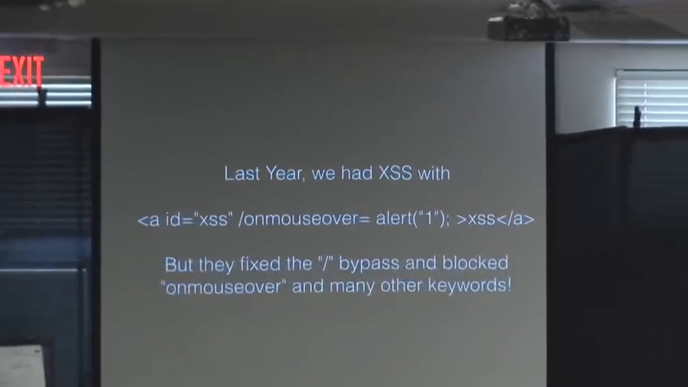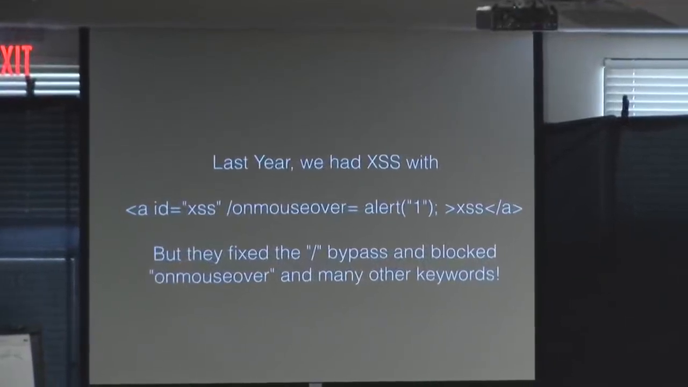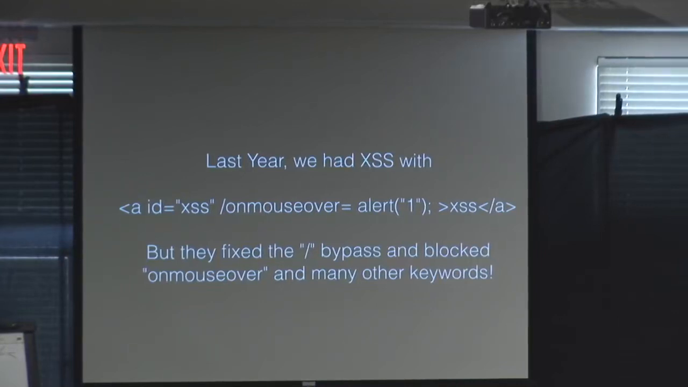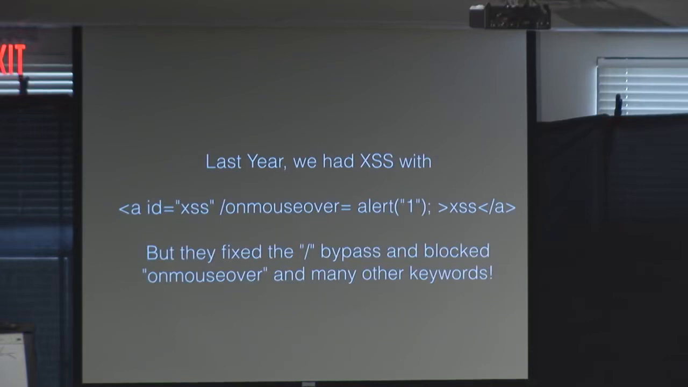So I had a little bit of fun there, and I wanted to see if I could do that again. Last year I used this injection with a little bypass. There was a strange thing where if you had a slash before the event handler, it would not pay attention to the rest of the word, and you would be able to bypass it. And you also see that there's an equal space. Because I didn't put the words right after the equal sign, whatever rules they were using, it was bypassing them. So when I tested it this year, they actually fixed the slash bypass and blocked the onmouseover keywords and a bunch of others.